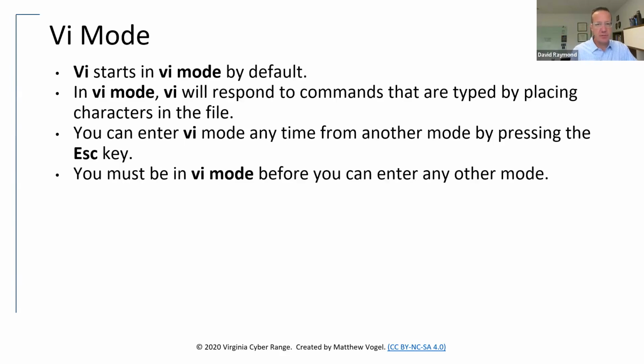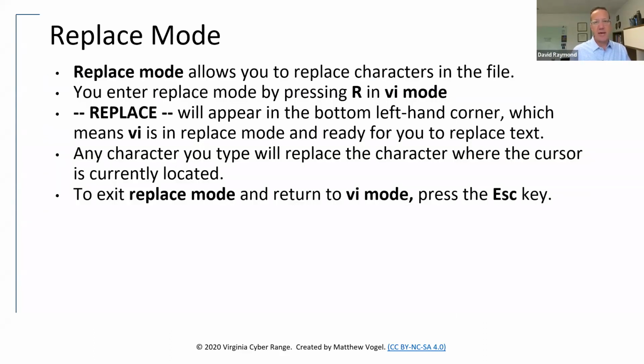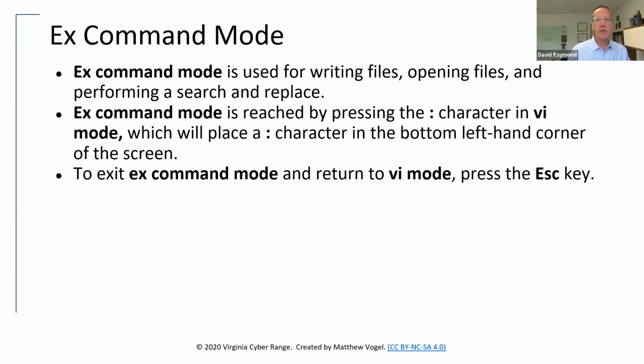So we talked about this already, right? When we start VI, it starts in VI mode. To get to VI mode, you hit escape. Insert mode, you hit the lowercase I, and you'll see insert in the lower left-hand corner. Replace mode, capital R, you'll see the word replace in the lower left-hand corner. X command mode is for writing, opening, search and replace. And you get there by typing the colon character. So shift, and then you have a colon key. It's on the right side of your keyboard, usually just fairly close to the enter key.